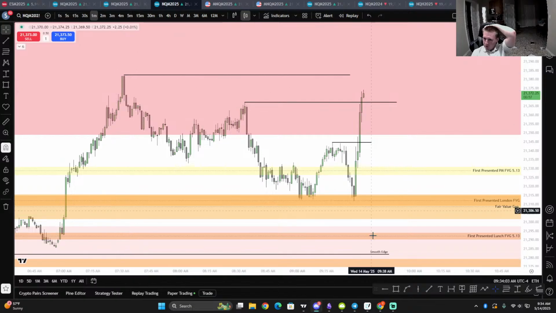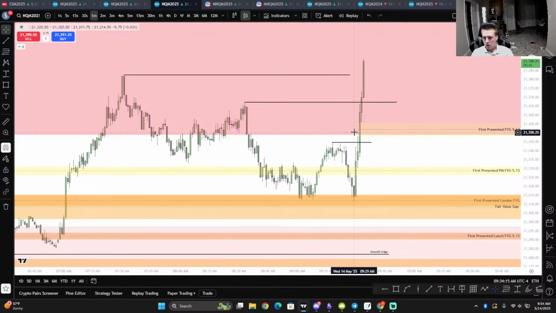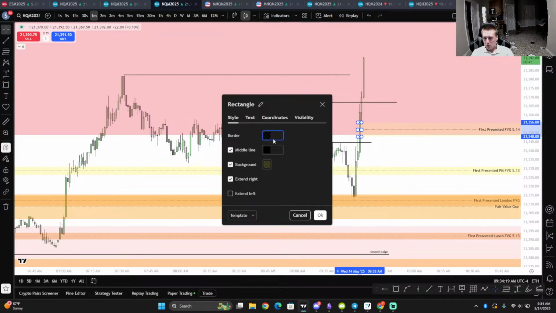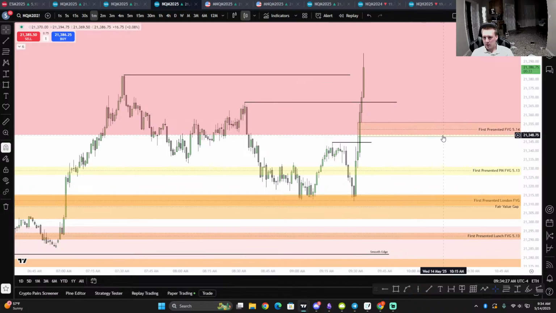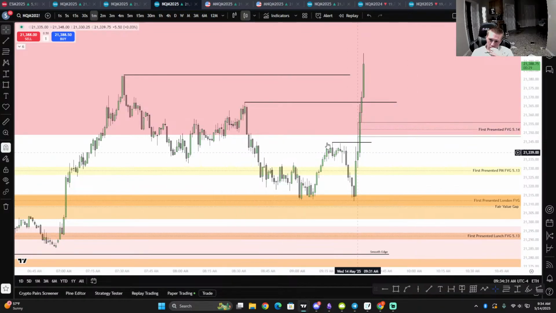All right, now let's see if we trade up into here. We now have first presented fair value gap. Nice. I don't know if I messed with the border. Whoa.